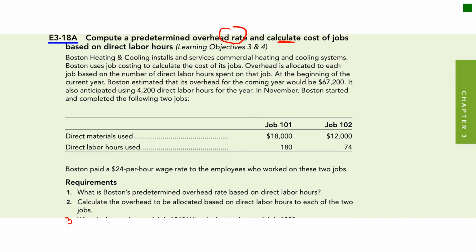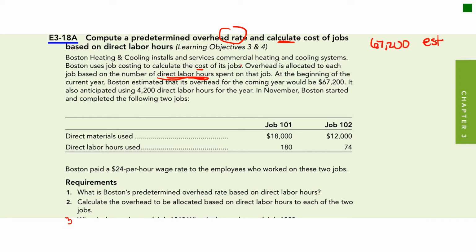So we've got Boston Heating and Cooling. They install commercial heating and cooling systems. They use job order costing to calculate the cost of its jobs. Here's the big thing. Overhead is allocated on the basis of direct labor hours. You need to know that. That's the allocation base. At the beginning of the year, it says they have estimated overhead of $67,200. I'm going to write that right up here.